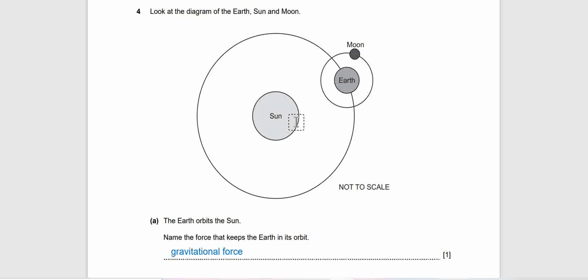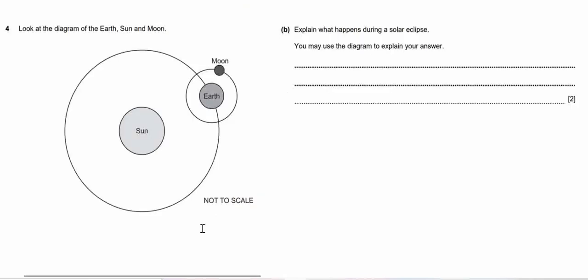Next, let's move on. So the answer just now is the Sun's gravitational force that keeps the Earth in its orbit. For question B, explain what happens during a solar eclipse. You may use the diagram to explain your answer. 10 seconds from now. 10, 9, 8, 7, 6, 5, 4, 3, 2, 1. Alright, let's open up the answer.